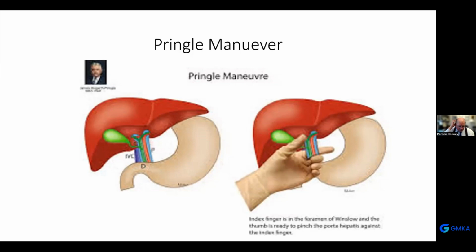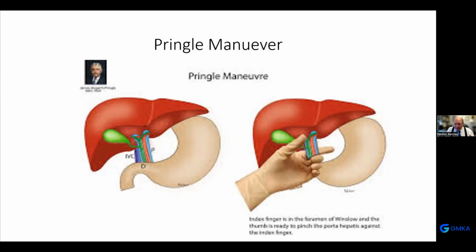And you can see the operator's hand here goes through the foramen of Winslow, or it's called the epiploic foramen. And in front of him or her is the portal vein, the hepatic artery, and the common duct. The Pringle maneuver is nothing more than essentially clamping across all those structures. And you can do it with a vascular clamp. What that does is it stops all arterial and venous inflow into the liver, and hopefully will stop some of the bleeding. If the bleeding still continues, then you may have this retrohepatic caval injury that I mentioned a minute ago.